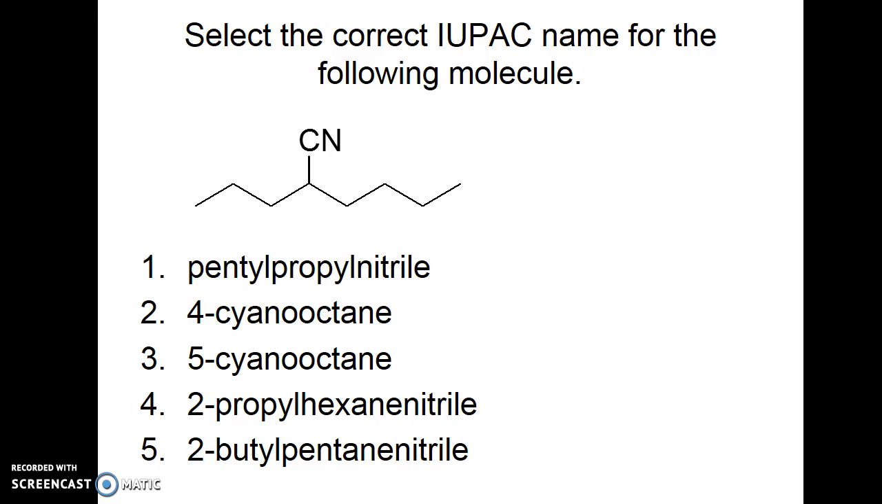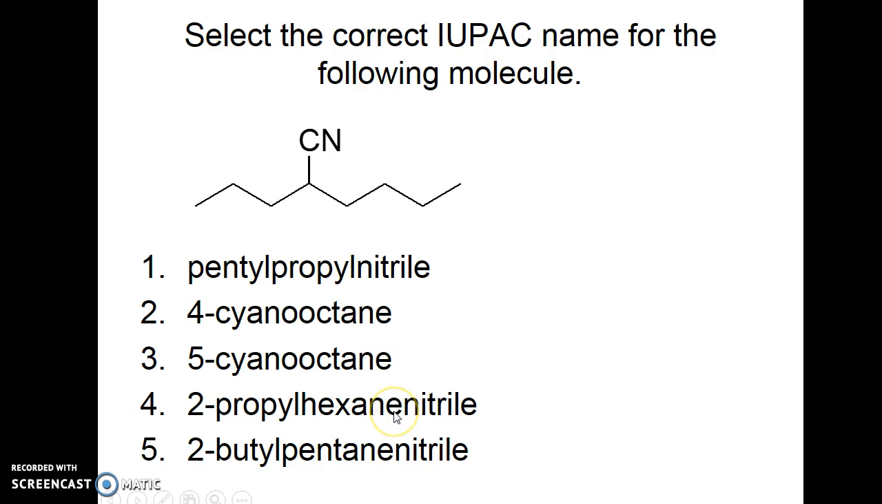So now let's go on and look at some nitriles. What is the correct IUPAC name for this compound? Well, if I look at this, it certainly won't be pentyl propyl nitrile. We do not name them like ethers. Can it be 4-cyanooctane? Or 5-cyanooctane? We don't usually use cyano when we're naming it as a primary functional group.